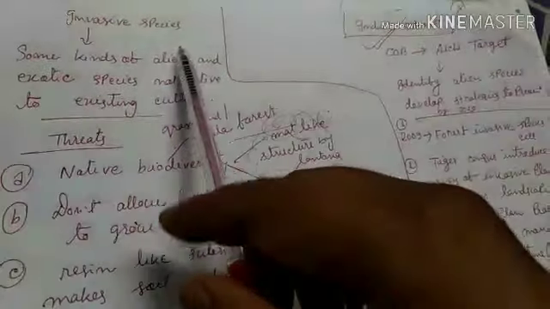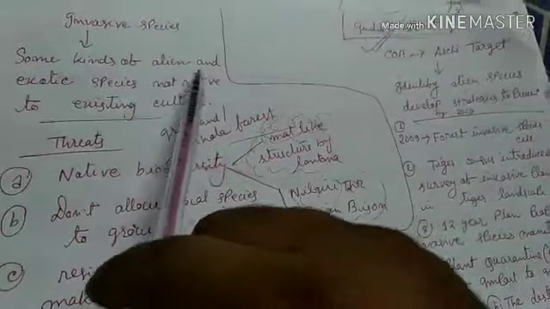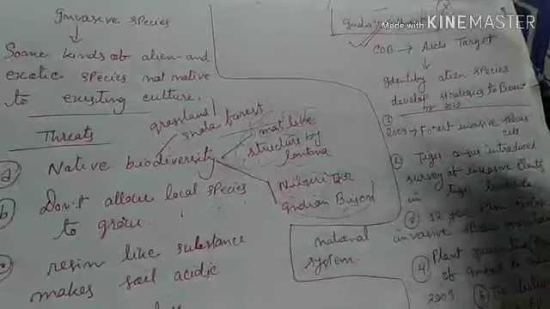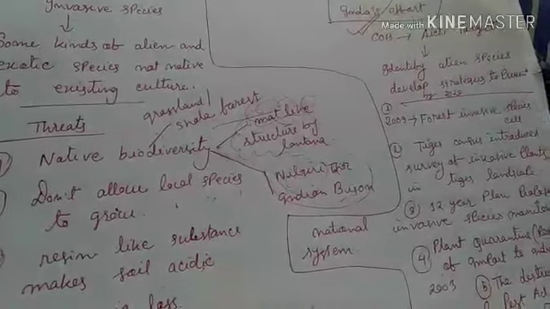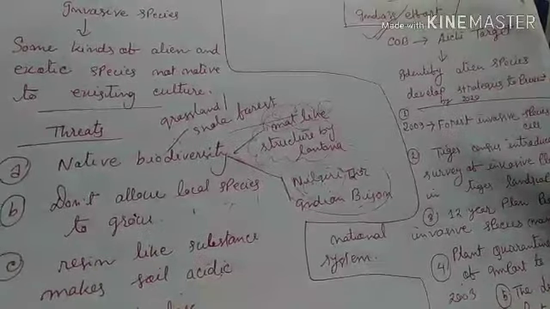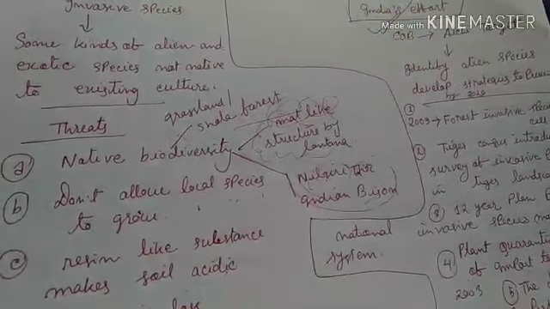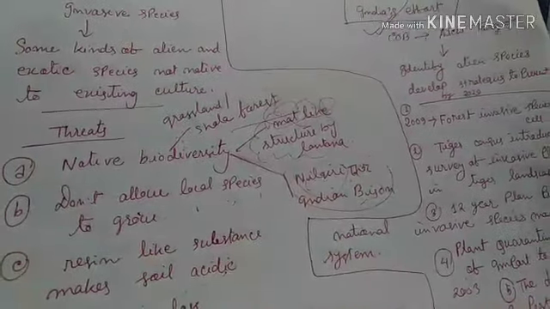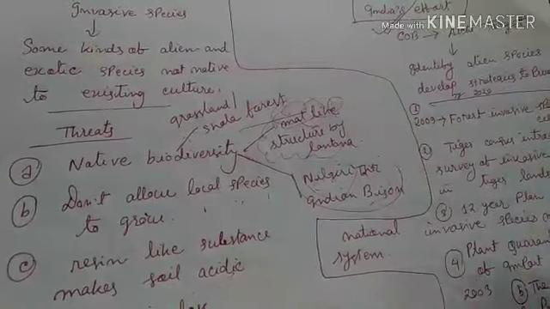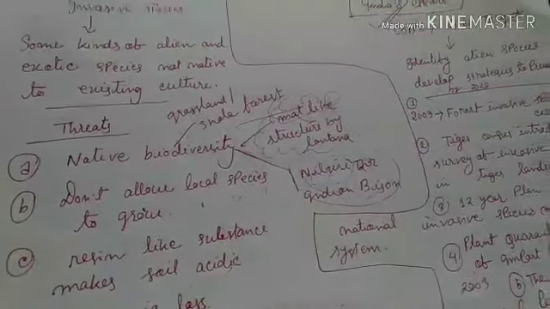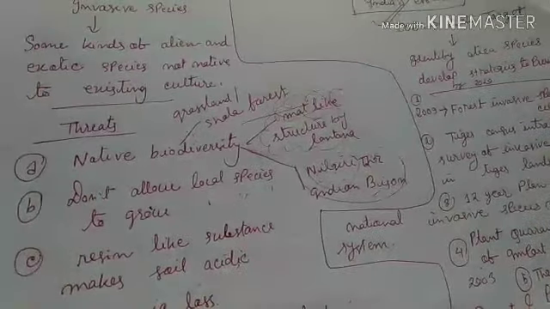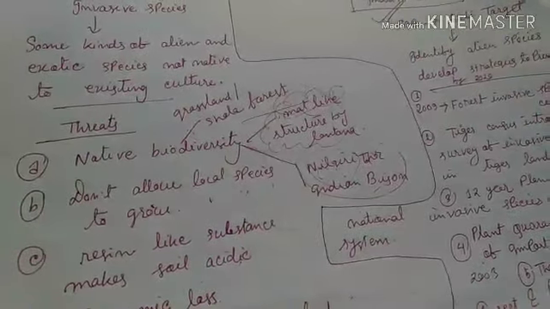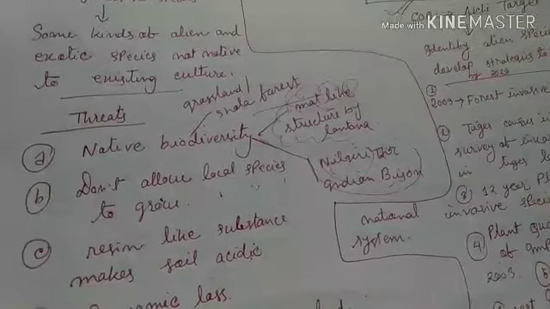What is invasive species? Invasive species are some kinds of alien and exotic species not native to the existing culture. Exotic means sometimes they are imported to India for entertainment purposes, for decorating purposes, for gardening, and for any other commercial purposes. But as time passes, they occupy the native ecosystem in such a way that it becomes difficult to prevent their growth, and their growth seems so uncontrollable that it poses concerns to the ecosystem. Not only the ecosystem, it has various socioeconomic concerns also.